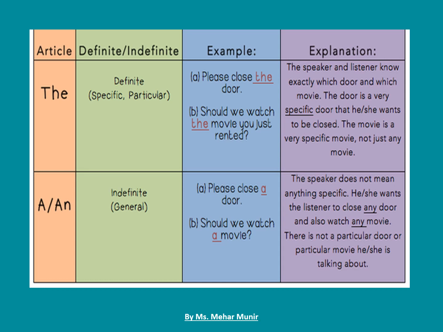A and an are indefinite articles. Example, please close a door. This chart is very helpful because it is using the same examples and it is showing you the difference of indefinite and definite articles. A. Please close a door. Now the door is a very common door and it is not a particular one, so we used a here. B. Should we watch a movie? This is again a very common movie, so we used a.